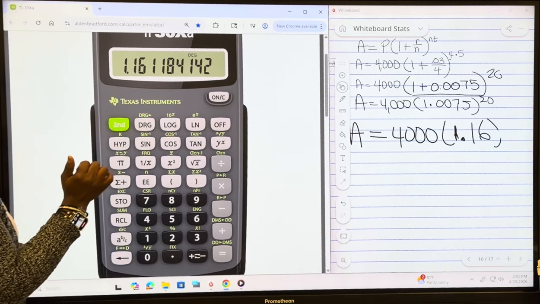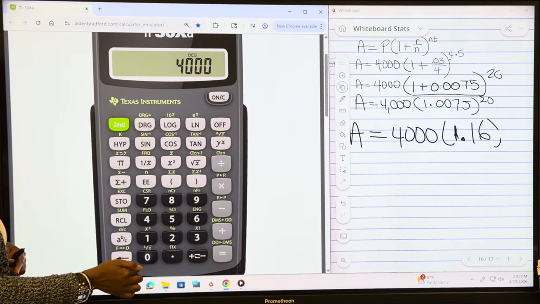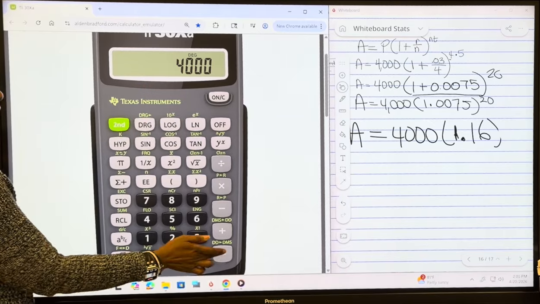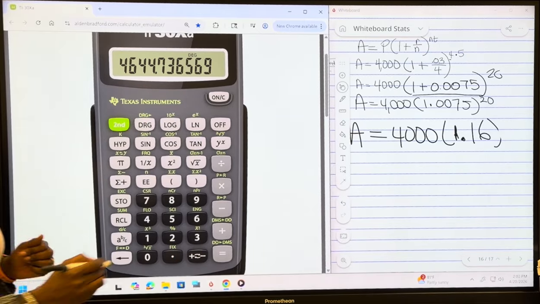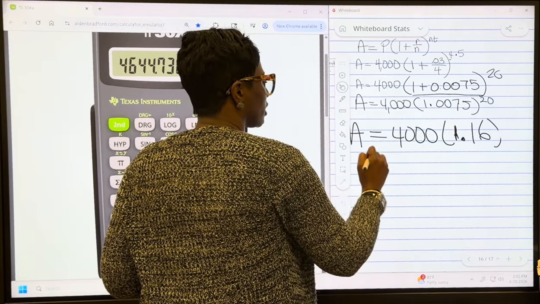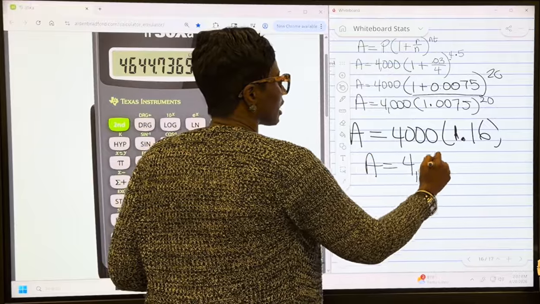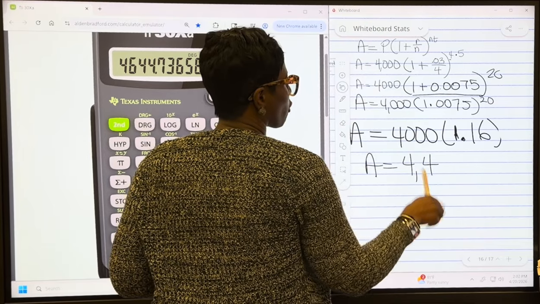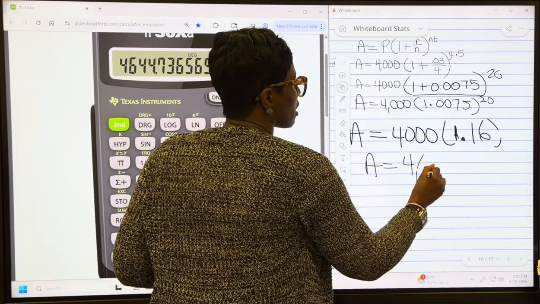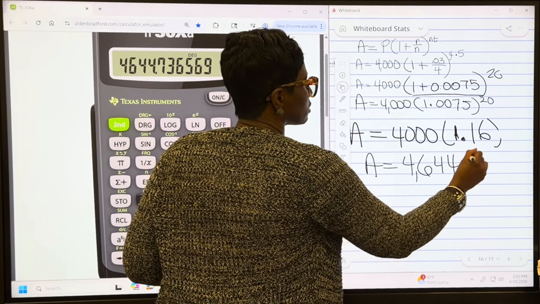Times it by what? 4,000. And you want to leave all those decimals in there. Leave it in the calculator. Now what do we have? The amount of money is going to be what? 4,400. Oh no, 4,644.74.